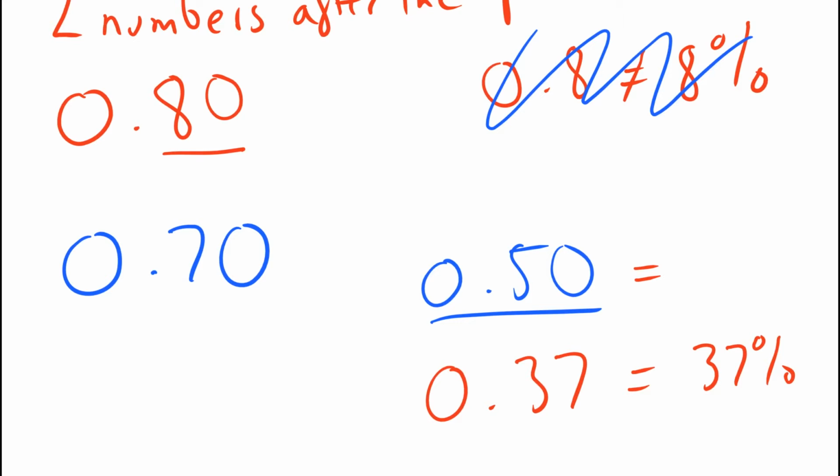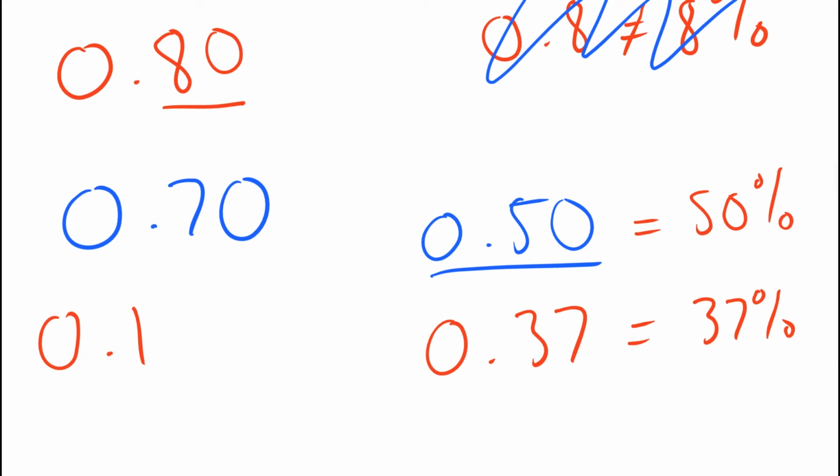0.5 is 50%. What about 0.1? Is that 1%? 0.1 is the same thing as 0.10, which is 10%.